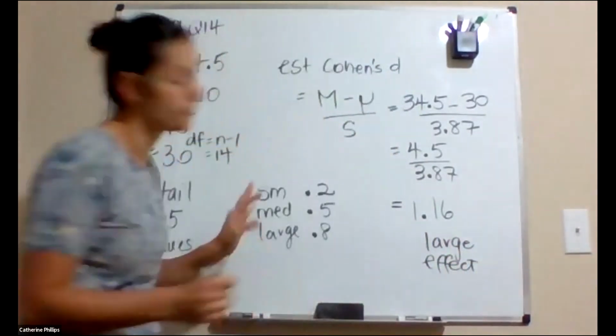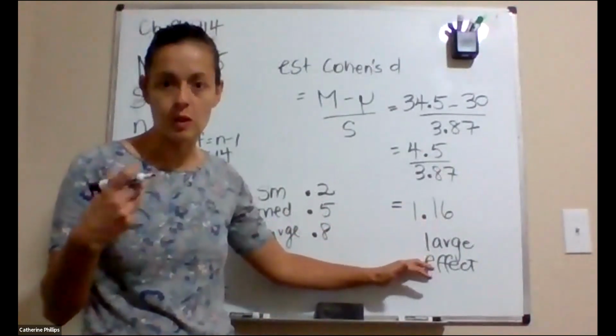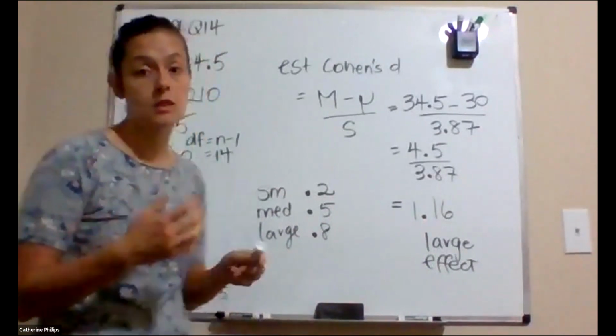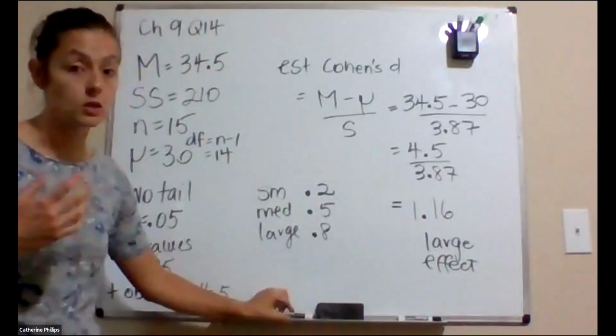And it is important for you to not only be able to get the numbers, but know what the numbers are telling you. What do they mean? So it is important for you to be able to understand, okay, this is a 1.16, that's a large effect. That's a large Cohen's d.